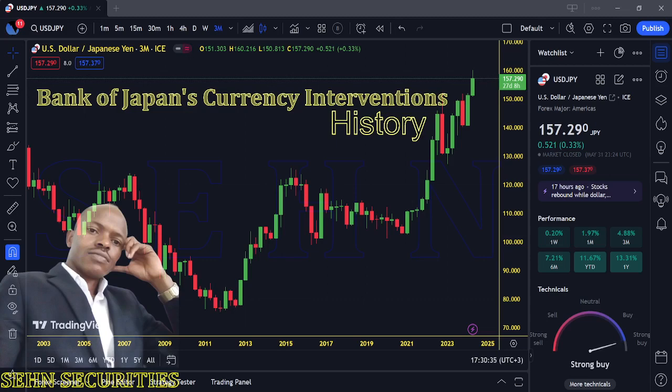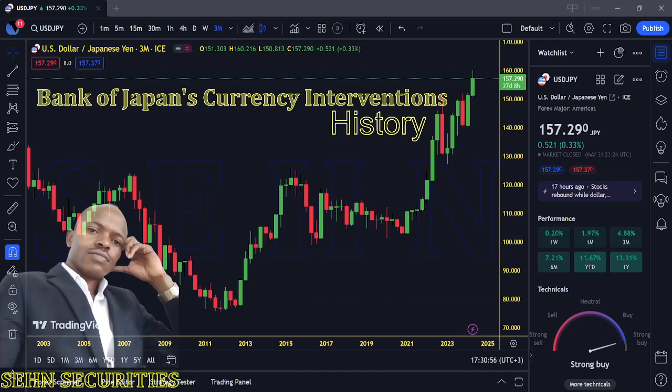Following the massive earthquake and tsunami on March 11, 2011, the yen spiked to a record high on speculation that Japanese firms would repatriate foreign assets for reconstruction. On March 18, 2011, the Group of Seven, G7, nations jointly intervened to stem the yen's strength.